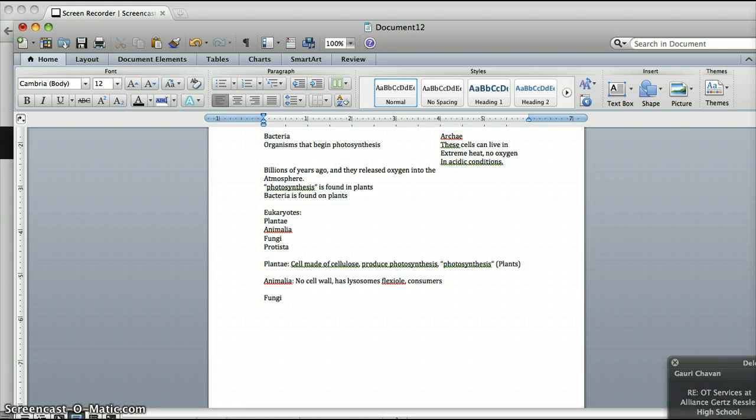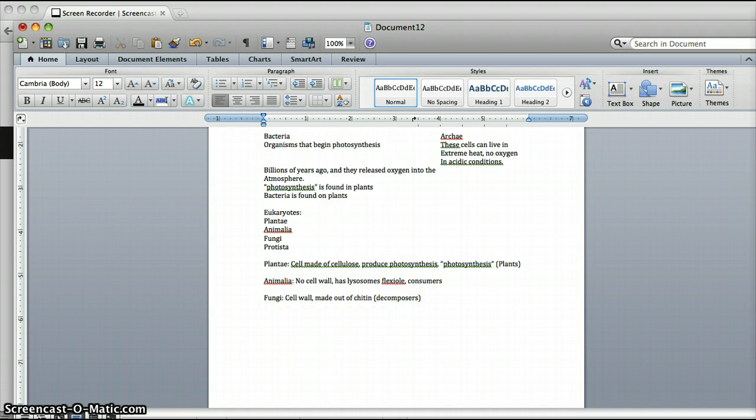Now, the third thing is fungi. Now, fungi have a cell wall, and they're made out of chitin, and they're decomposers. Now, if you think about it, fungi is actually a decomposer. And fungi, if you think about it, when you have a stomach ache, you have fungus in your stomach, and it's decomposing those bad cells.